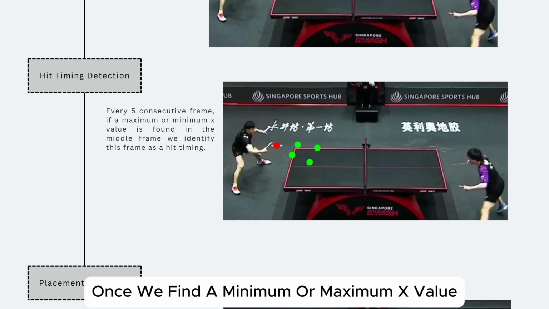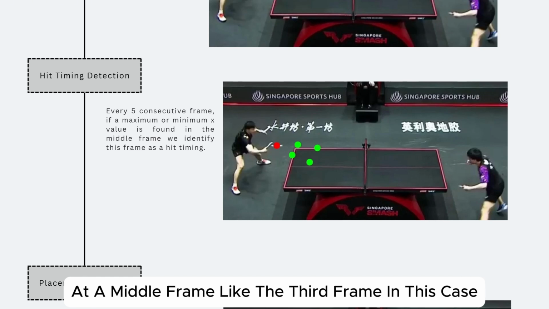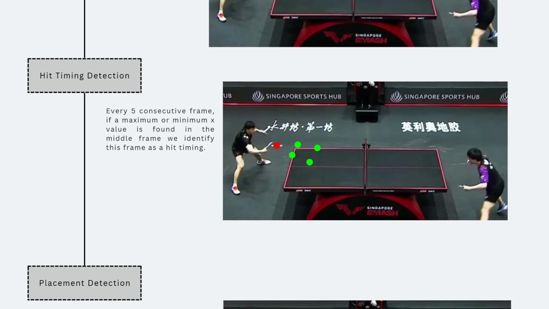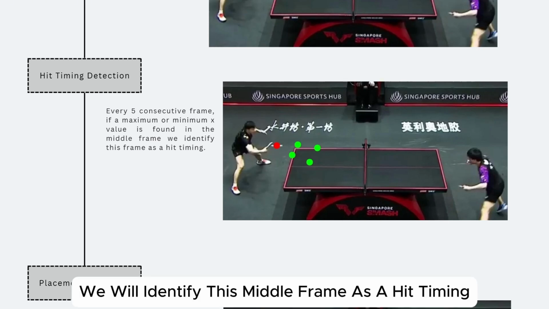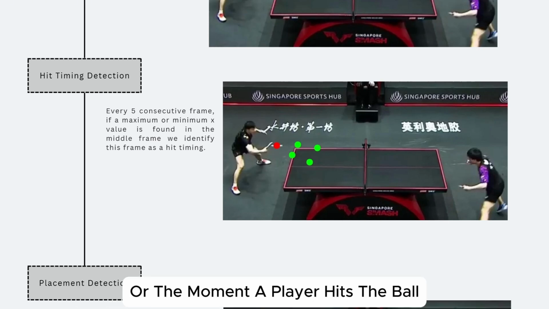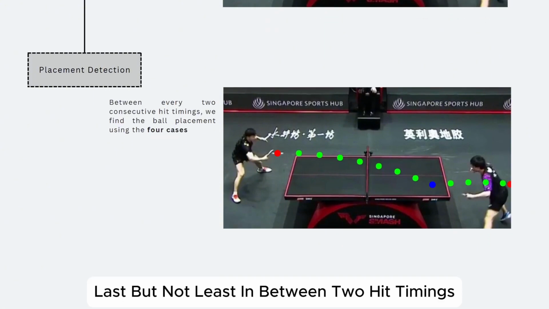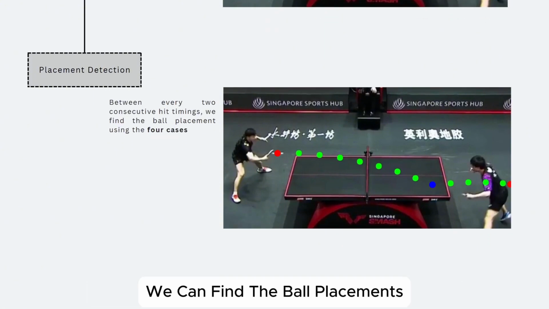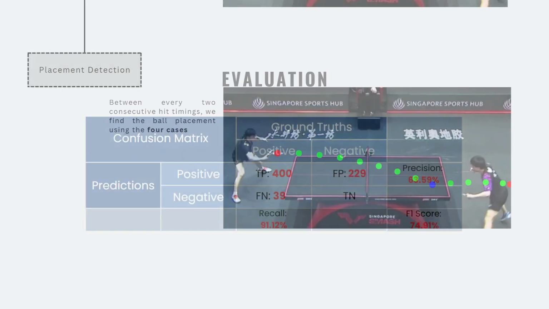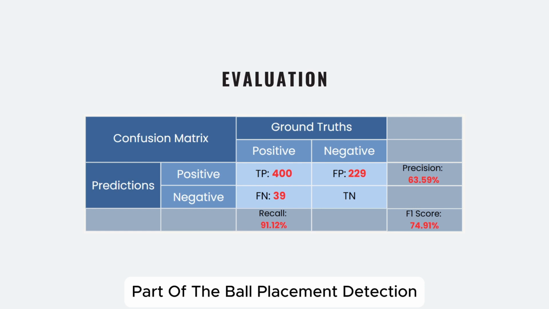Once we find the minimum or maximum x value at the middle frame, like the third frame in this case, we will identify this middle frame as a hit timing, or the moment a player hits the ball. Last but not least, in between two hit timings, we can find the ball placements by using the 4 cases that we mentioned previously.